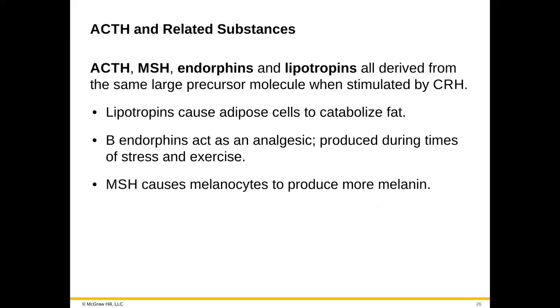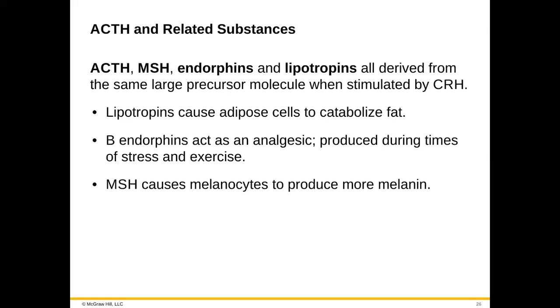So talking about ACTH and related substances, I just want to briefly go over this because I included endorphins into our flat peg mnemonic for the anterior pituitary hormones. But ACTH, MSH, endorphins, and lipotropins are all going to be derived from the same precursor molecule when stimulated by CRH. So lipotropins are going to cause adipose cells to catabolize fat.